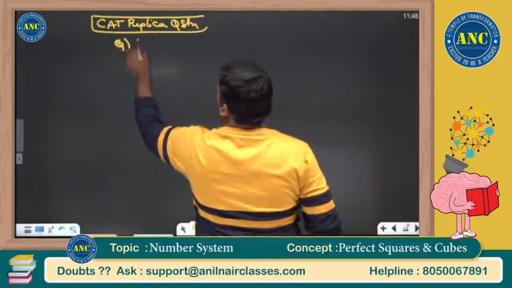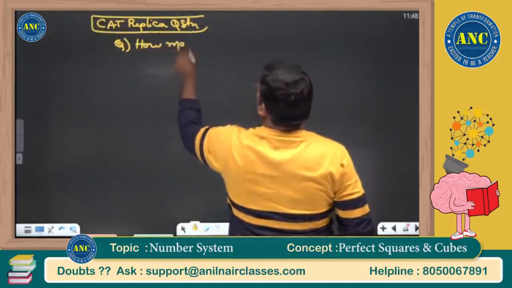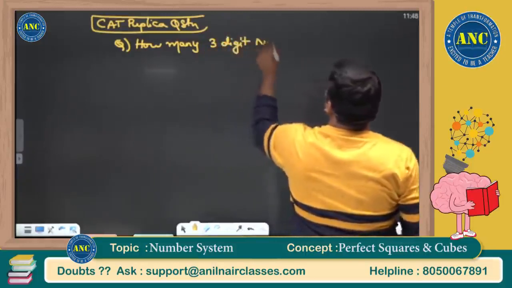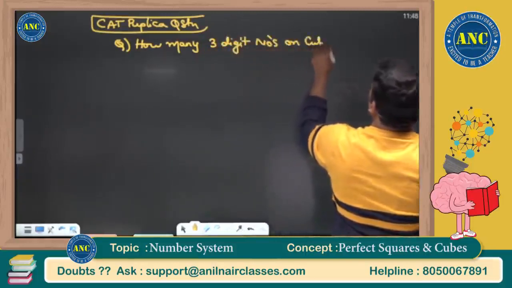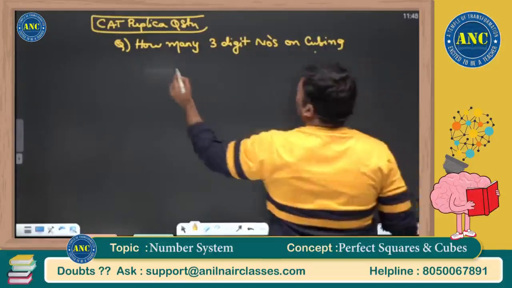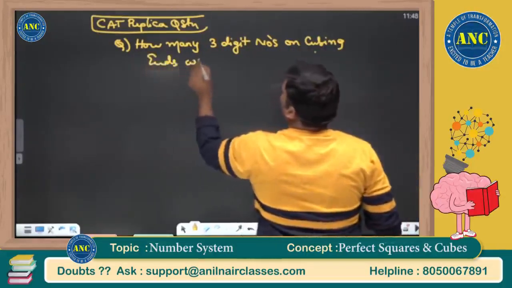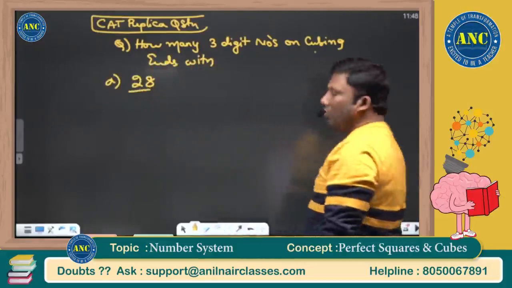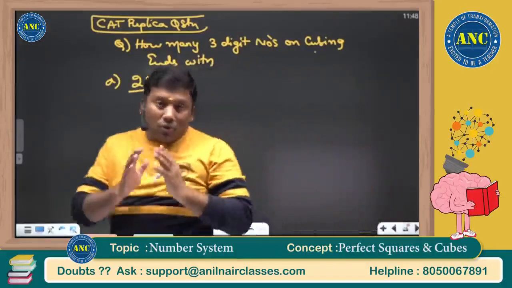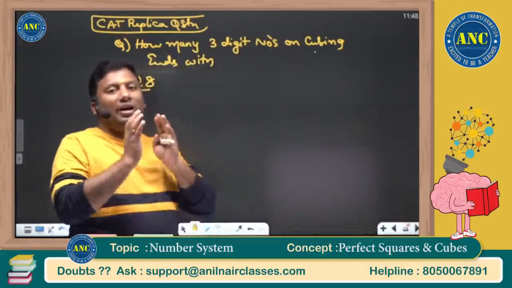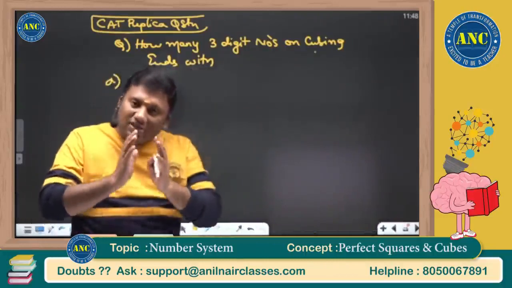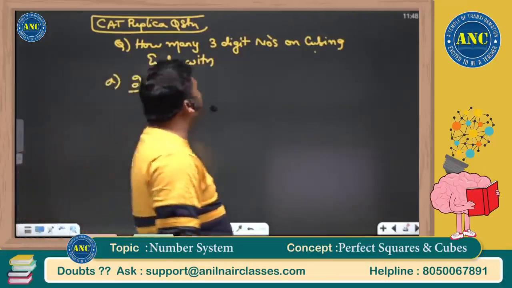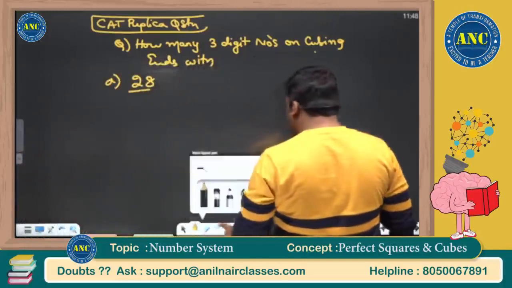Question. How many 3-digit numbers on cubing end with 28? The same question we did for squares yesterday: how many 4-digit perfect squares will have an odd tens place, an even tens place, or a particular unit digit? How many 3-digit numbers on cubing end with 28?